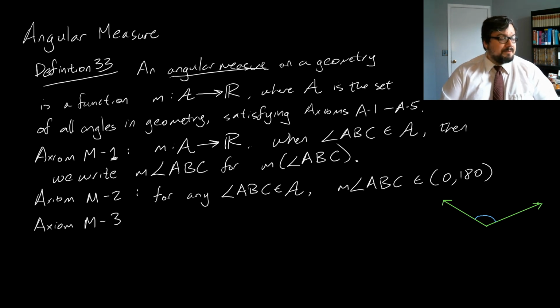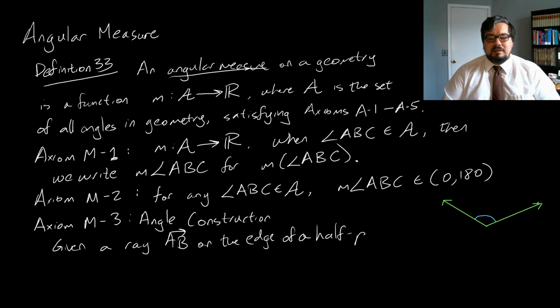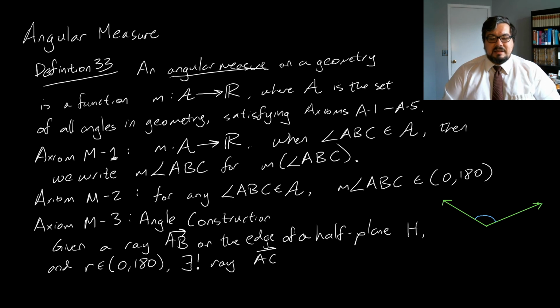Our axiom M3 is, we'll call it the angle construction postulate, which says that given a ray AB on the edge of a half plane H, and given some number R in the interval 0 to 180, there exists a unique ray AC with C in H and the measure of angle BAC being R.